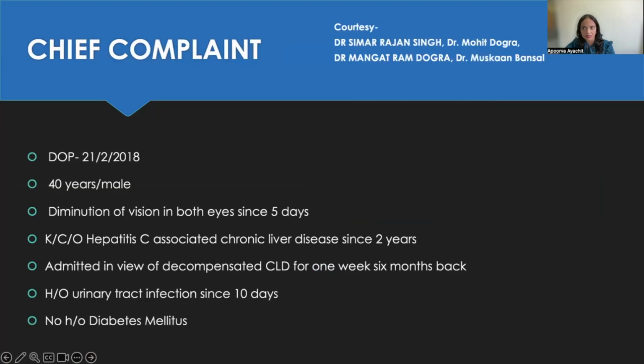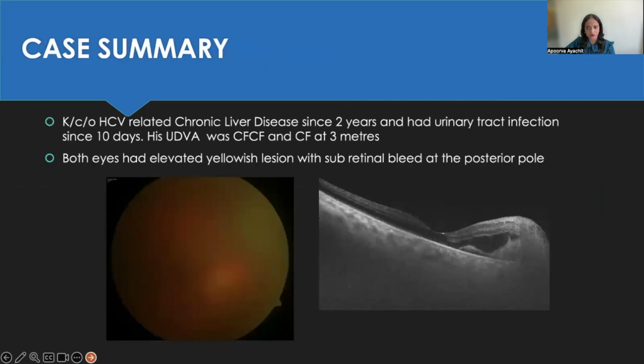Now, this case, I thank Dr. Mohit for giving me this case and also Dr. Simar. So, this patient, a 40-year-old man, came with diminished vision in both eyes for 5 days. He is a known case of hepatitis C with chronic liver disease for 2 years. He was admitted in view of the same for 1 week, 6 months prior to the presentation. And there was a history of UTI for 10 days now, and there was no history of diabetes.